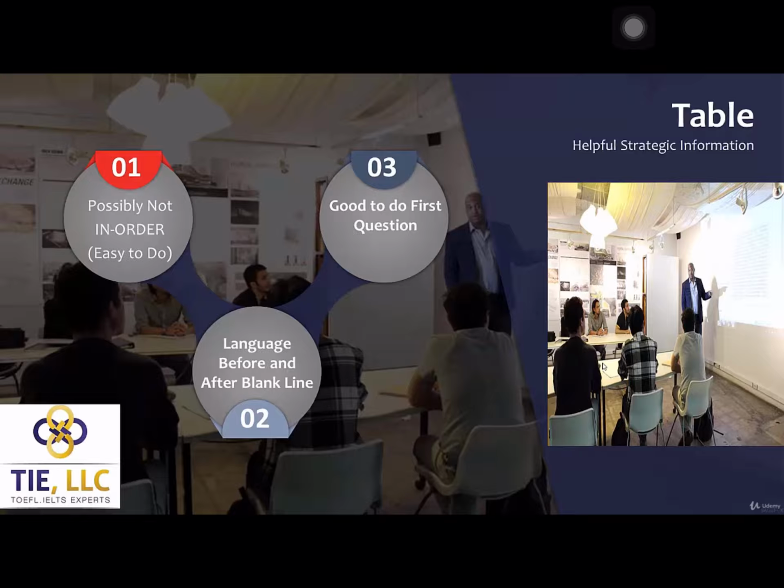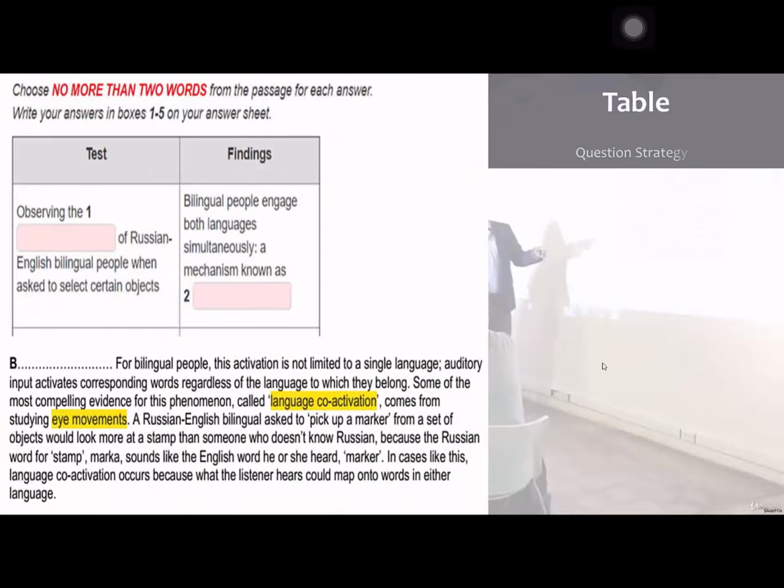Typically, you're going to see this question in section 1. Sometimes you'll see it in section 3, but normally it's going to be in sections 1 or 2. It's a good question to do first because, like I said, it's pretty easy and straightforward to do. And you need to focus on the language that is before and after the blank line, because that's going to connect to the answer choice.